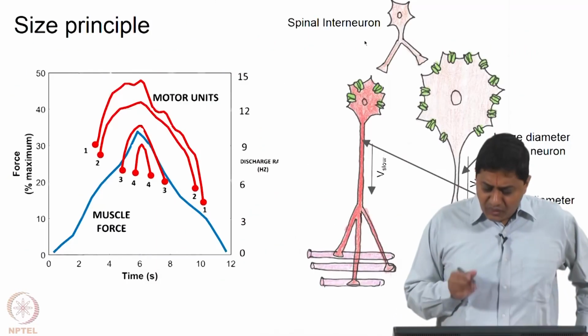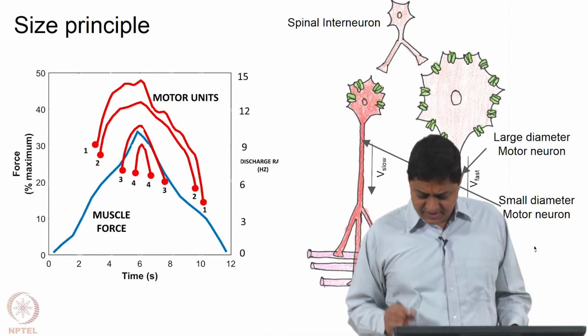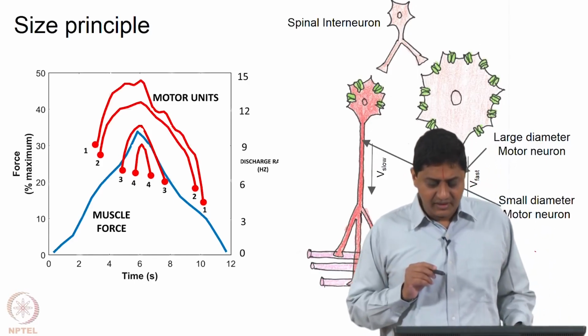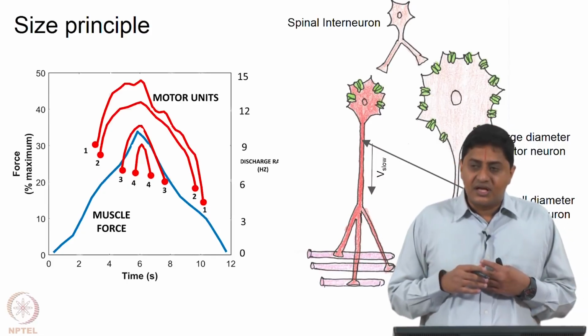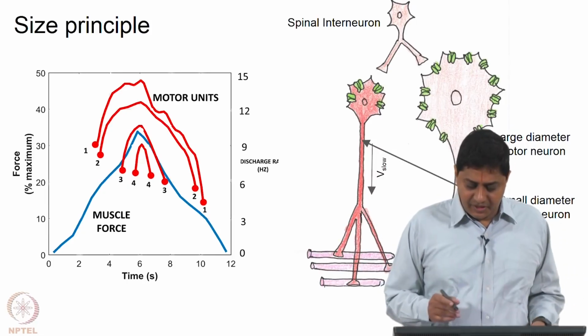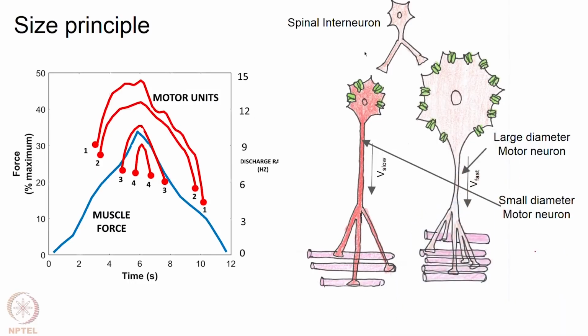We will answer them. First, let us take a look at this part of the picture. Suppose a spinal interneuron sends a particular amount of synaptic current. We are going to call the synaptic current IS. Okay.